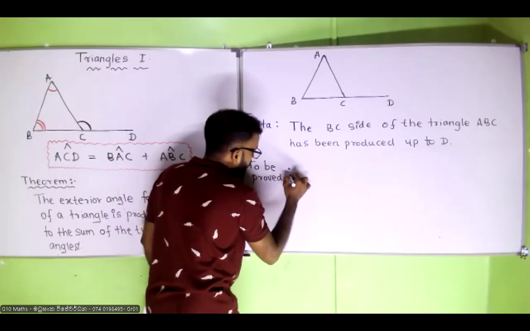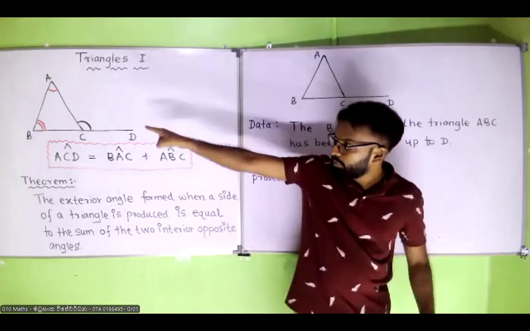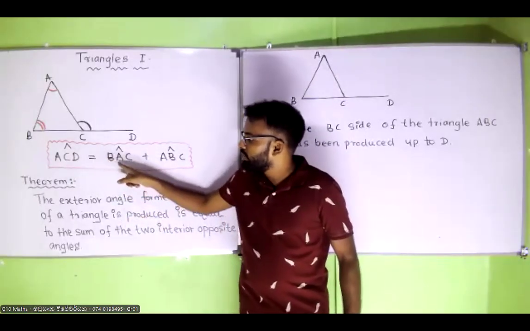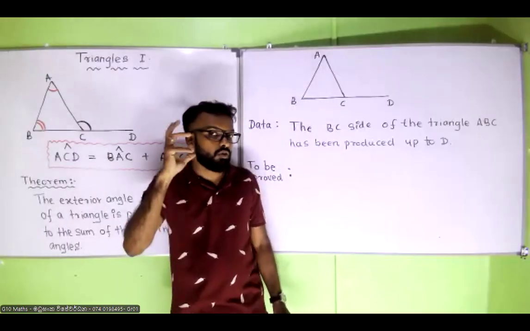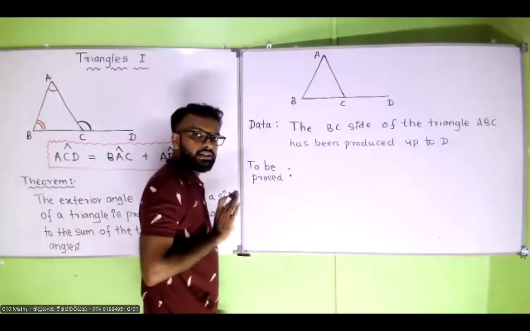So what are we going to prove? Our previous theorem. That means angle ACD equals angle BAC plus angle ABC. Alright? Now we are going to learn that. So here I am going to write that theorem.